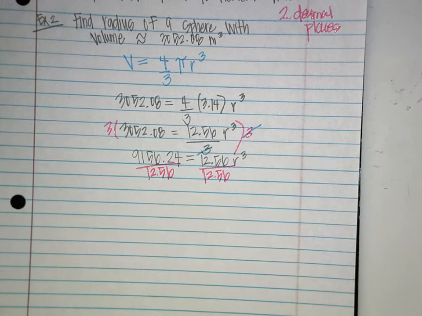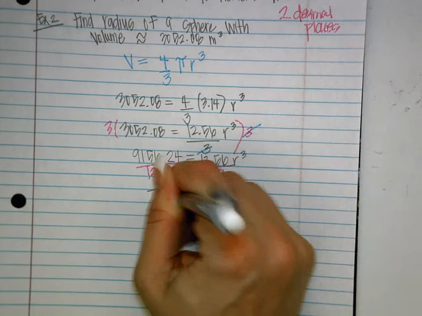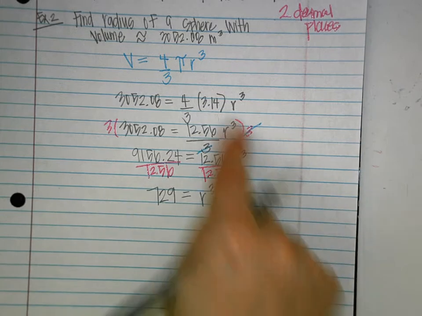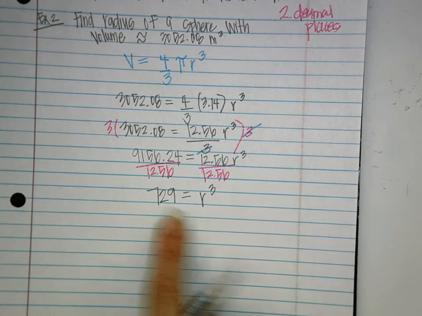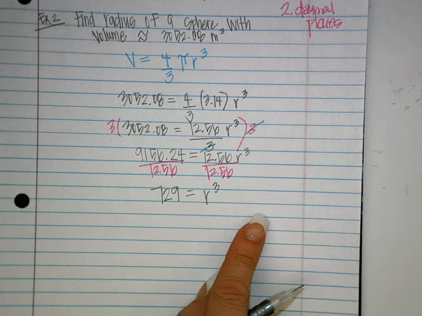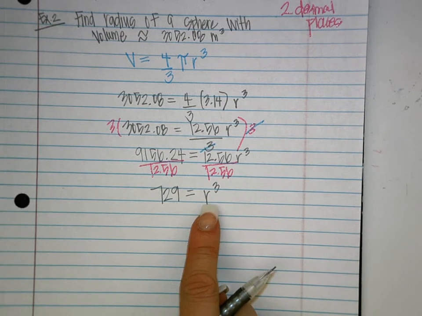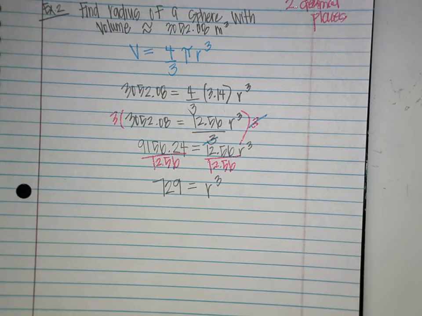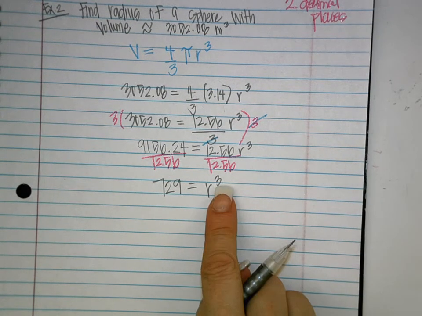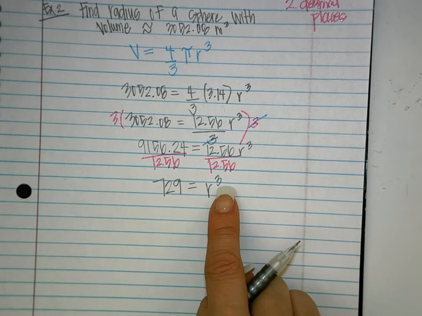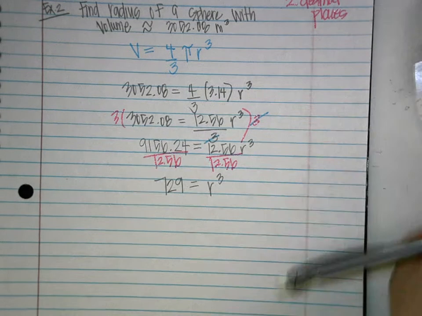If you divide both sides by 12.56, it's going to give you 729 equals radius cubed. So I know there's a lot of decimals in here. Eventually, though, look, they go away. And that's what we want. Okay? How would you get radius by itself? How do you undo a cube? How would you undo it if it was a square? You do square root. So what's the inverse of cube? Cube root. Okay, we're going to take the cube root.